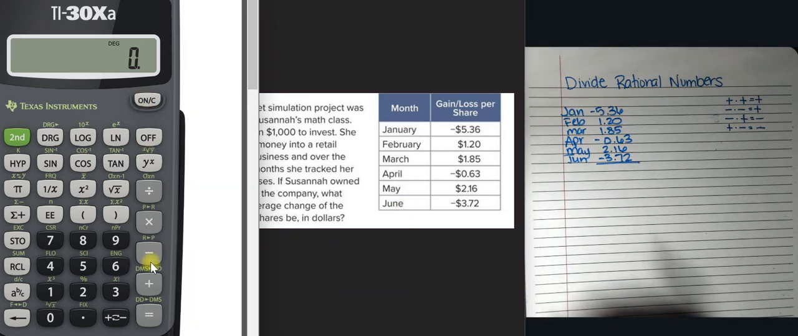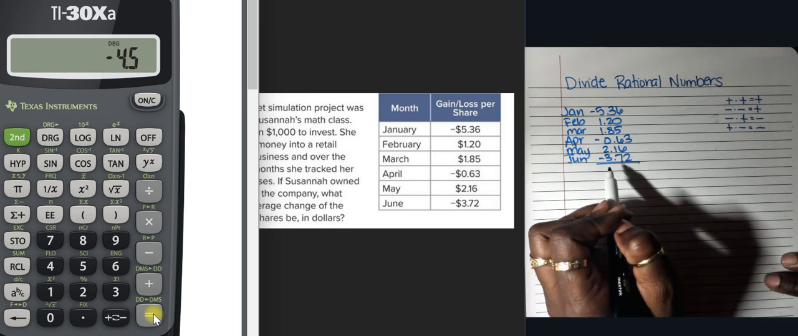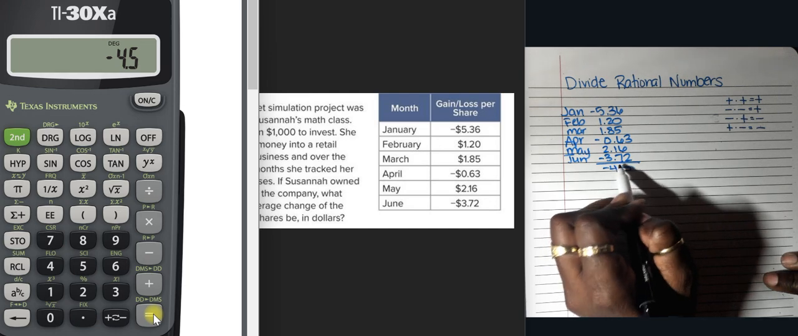So when we add that up, we have negative $5.36, plus $1.20, plus $1.85, minus 63 cents, plus $2.16, and then minus $3.72. All right. So what we got is minus 4.5.